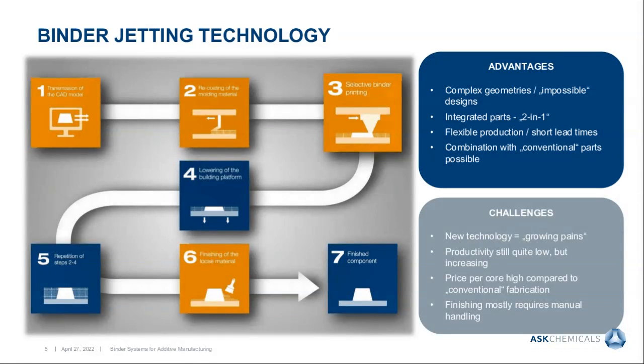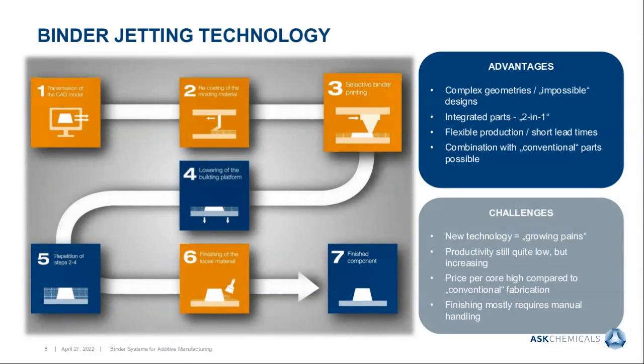But besides advantages, there are also some challenges that have to be met. It's a rather new technology, so growing pains are inevitable at some point. Productivity is still quite low, especially compared to high throughput conventional applications, but is steadily increasing. From a price standpoint, printed cores are still more expensive than conventionally fabricated ones, so this has to be taken into account as well. And the process is not only about printing. After printing, the parts have to be finished, which nowadays requires manual labor.